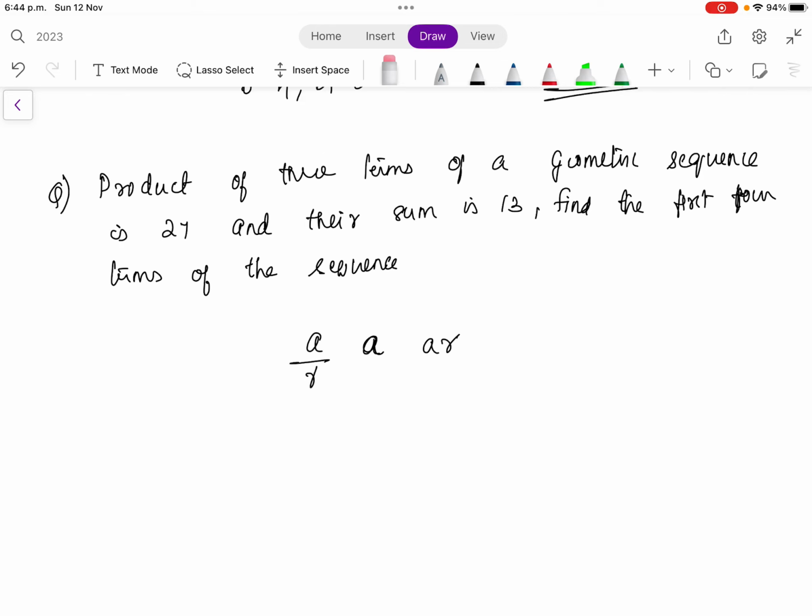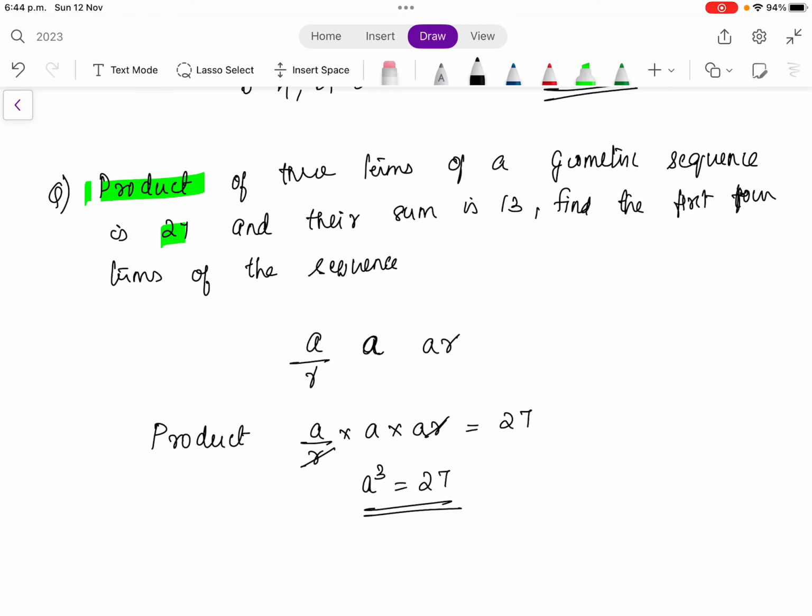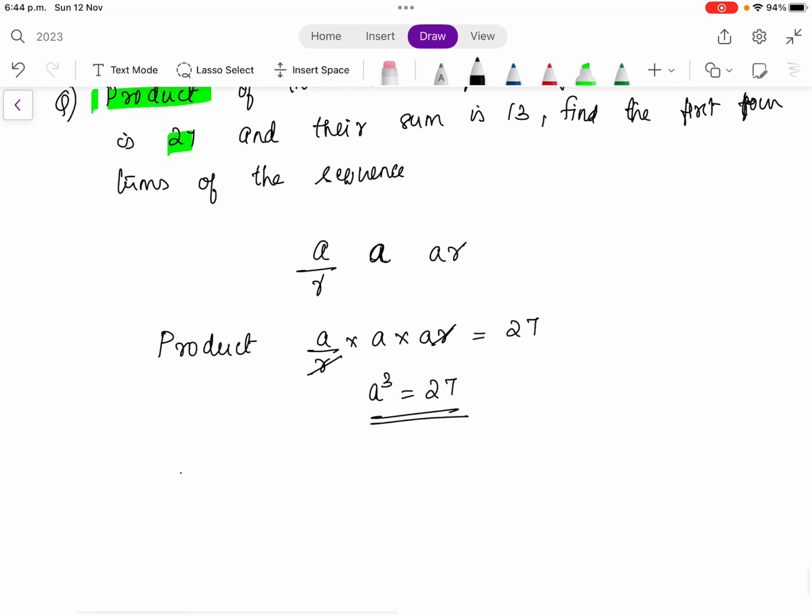Okay, now with this information they are saying that the product of the geometric series is 27. So product means A over R times A times AR is equal to 27. So this R will get cancelled. A cube is equal to 27. Now you might have gotten why I took A and A over R. So we are getting a simplified version.